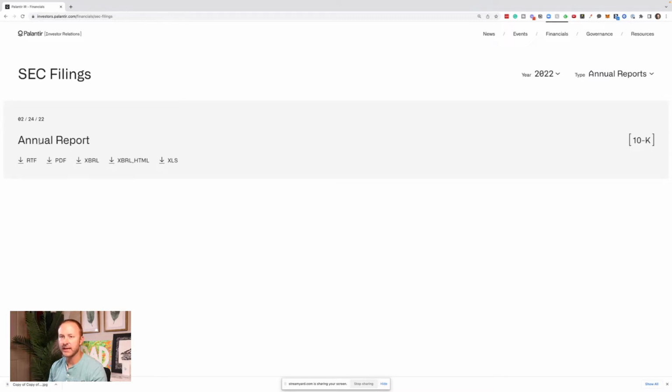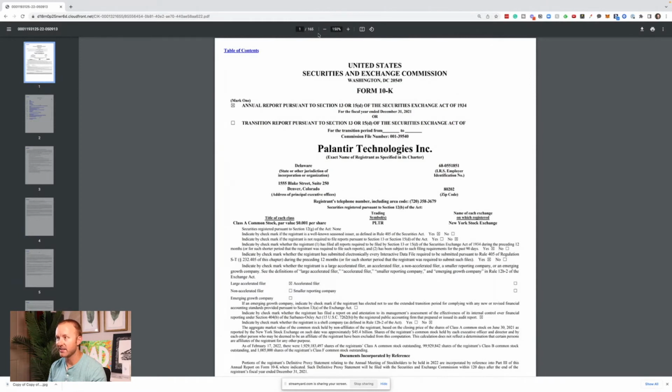That is a Form 10K. Companies have to report that to the SEC. All right, when we jump into the 10K, it's 165 pages. You need to read maybe 10 of those pages. Let's talk about exactly which ones.